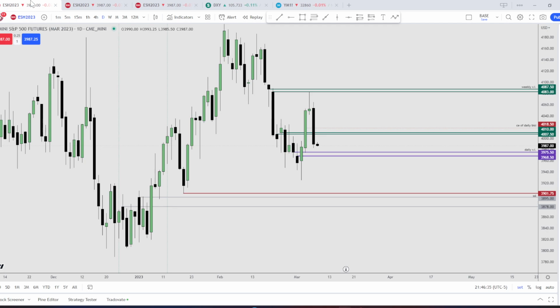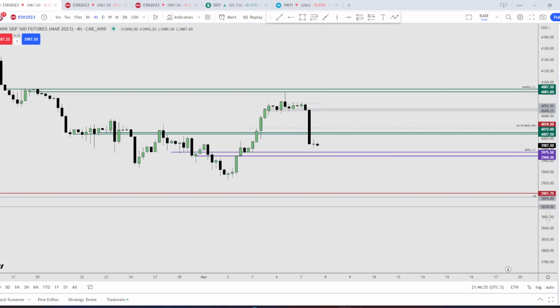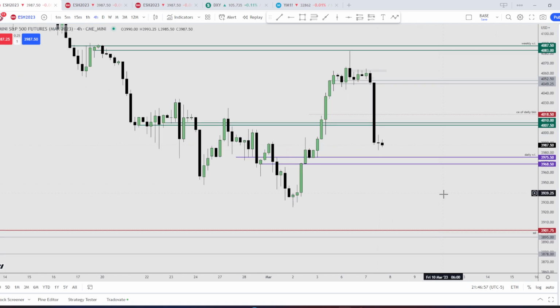So anyways, let's see if we can get some retracements tomorrow. There will be a second round of Fed Chair Jerome Powell testifying, and let's break down to the 4 hours. Anything noteworthy? We do have relative equal lows over here. I think short term this is the next draw on liquidity. We have a 4 hour CB right here.